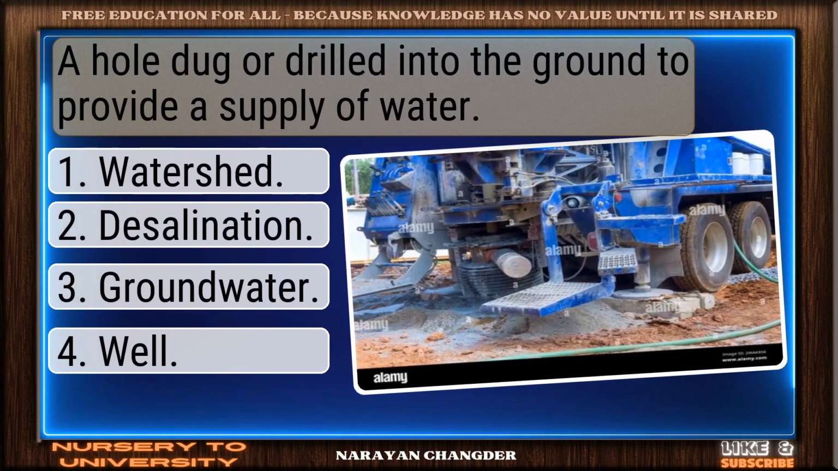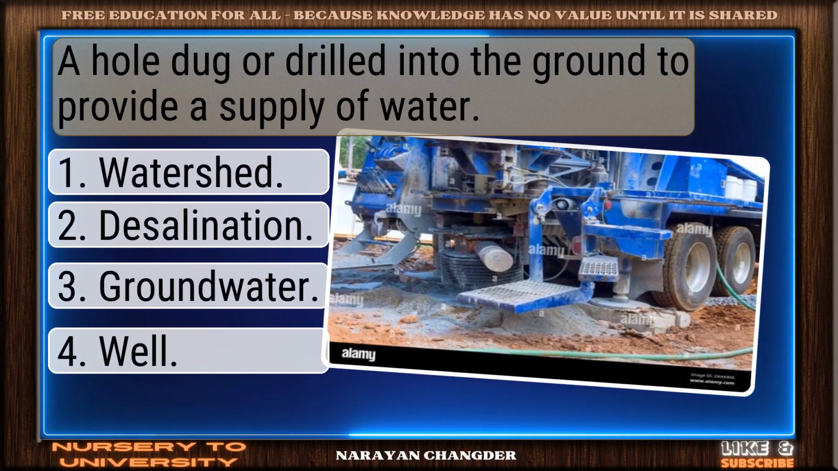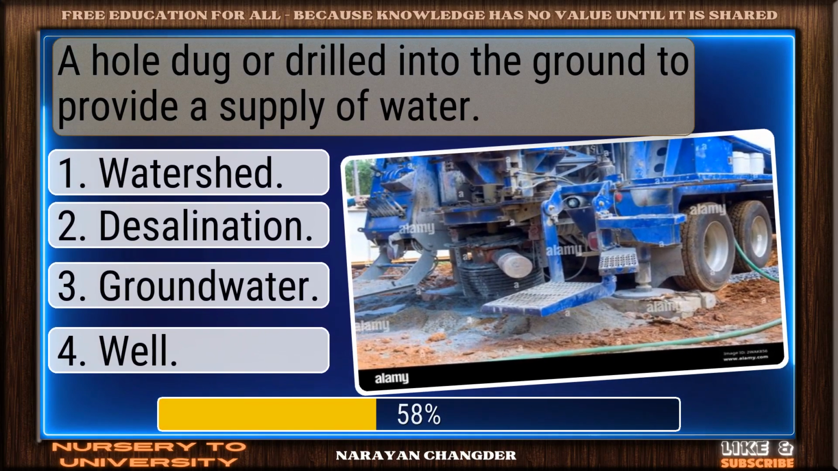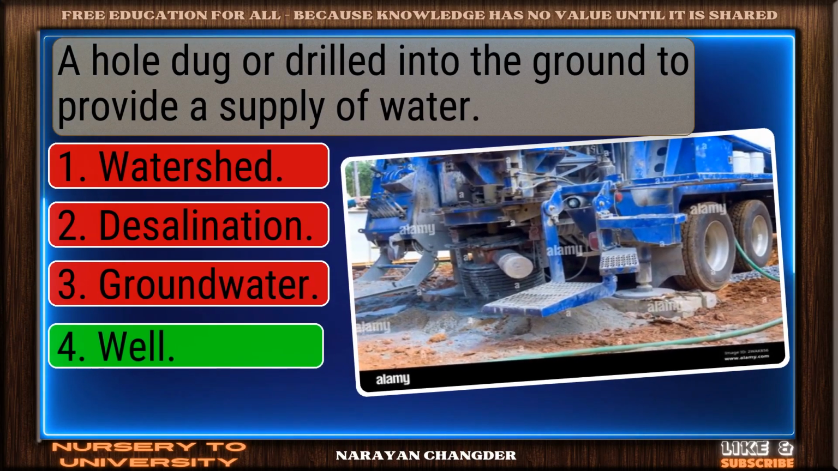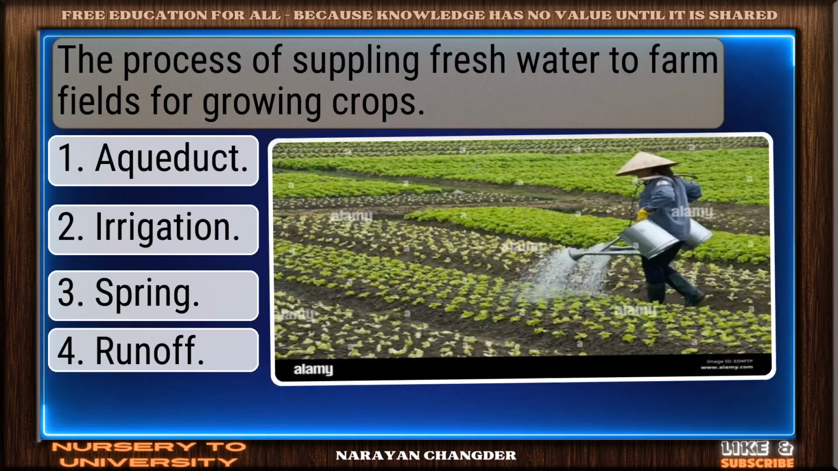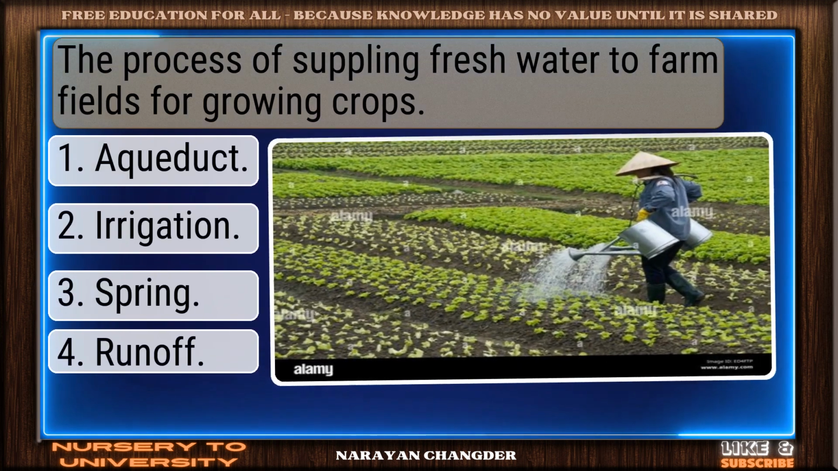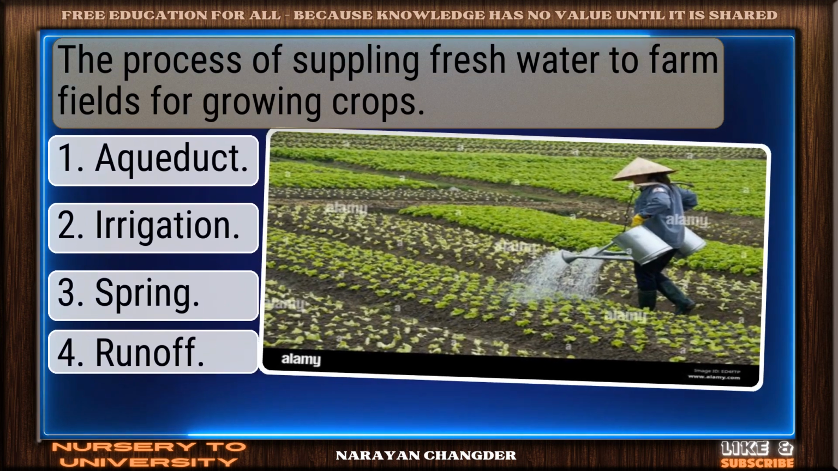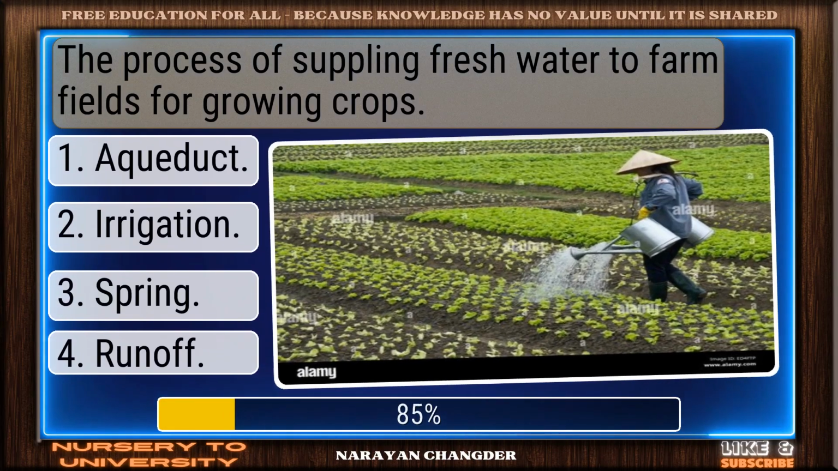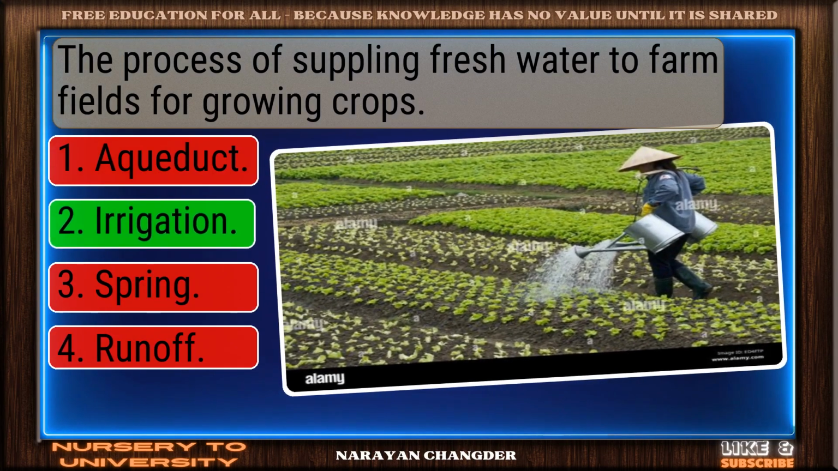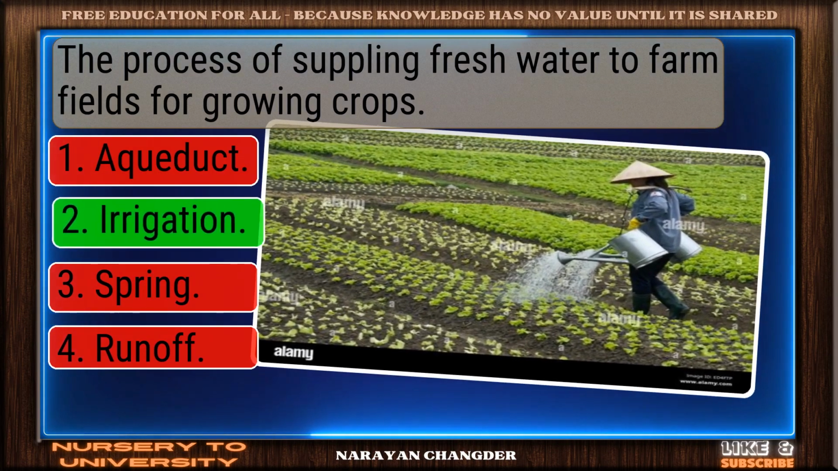A hole dug or drilled into the ground to provide a supply of water. Well done. Well is right. The process of supplying fresh water to farm fields for growing crops. Excellent. Irrigation is well reasoned.